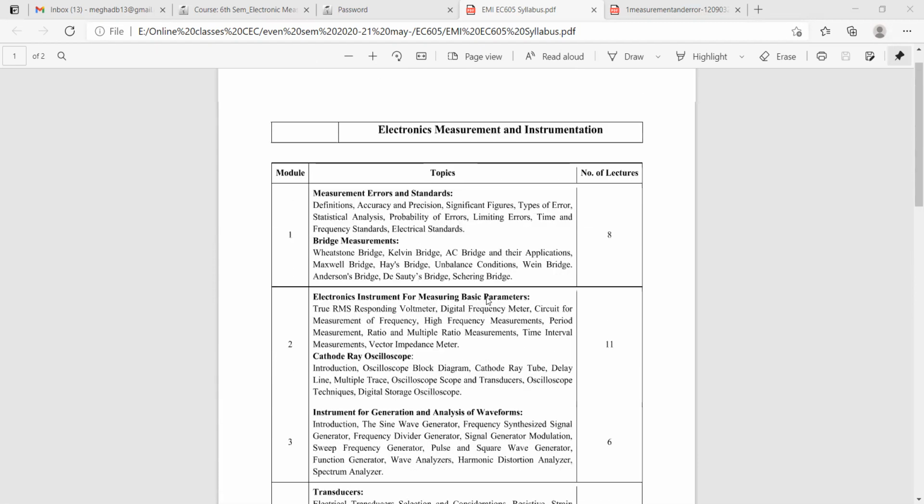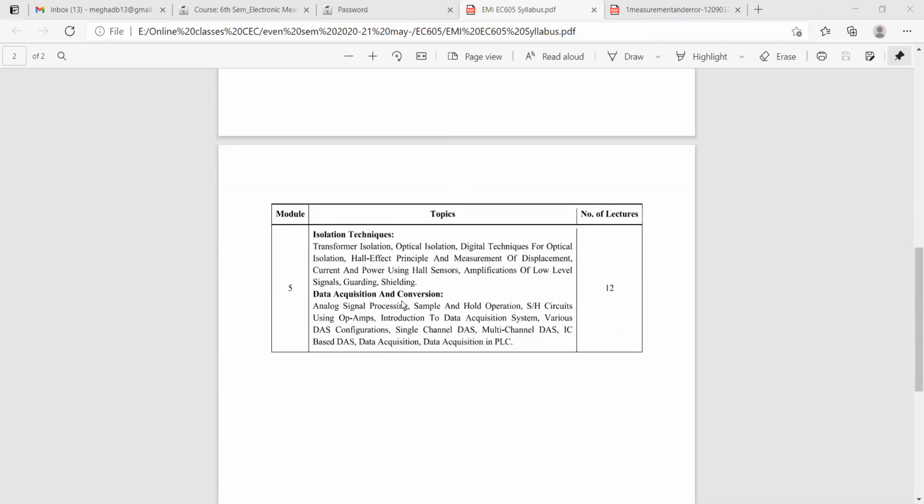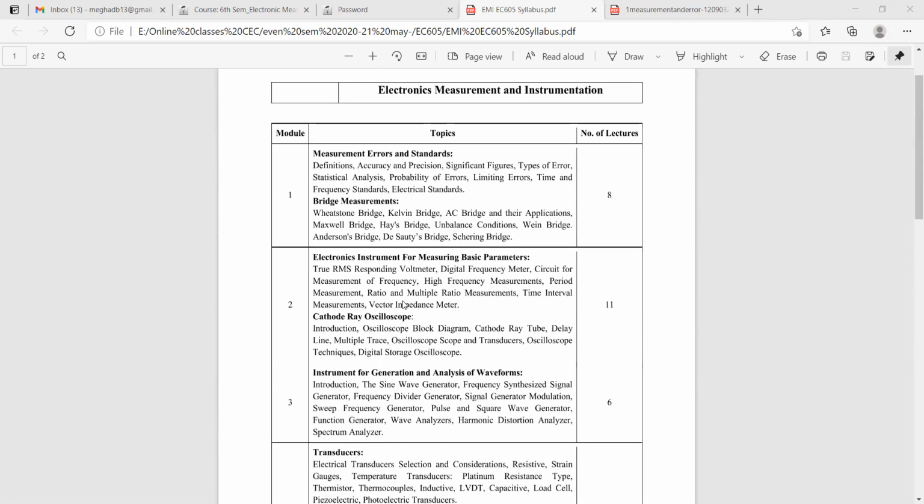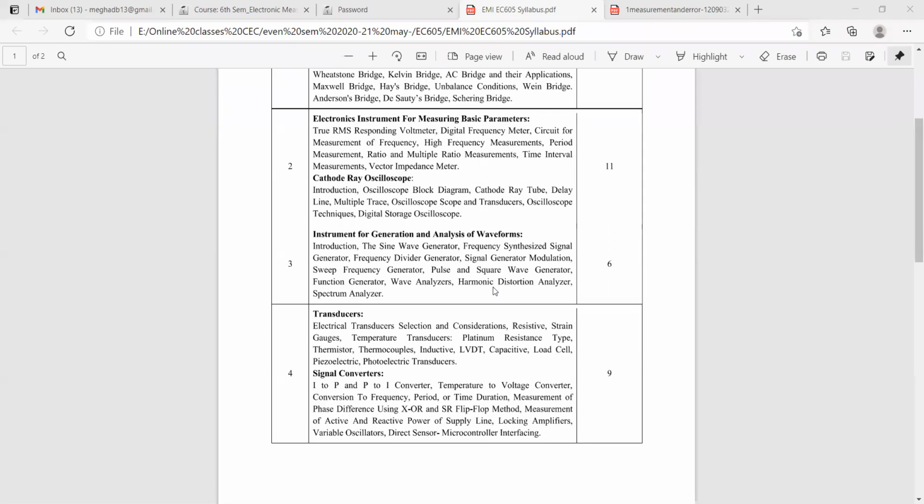All the modules. Okay, module 1, 2, 3, 4, 5. We have 5 modules. So in each module, there are big topics, as you can see. In module 1, you have measurement, error, bridge, measurements. Module 2, you have some measuring basic parameters, CRO. CRO, you all are much aware of CRO. Okay. And if my voice breaks, then kindly let me know.